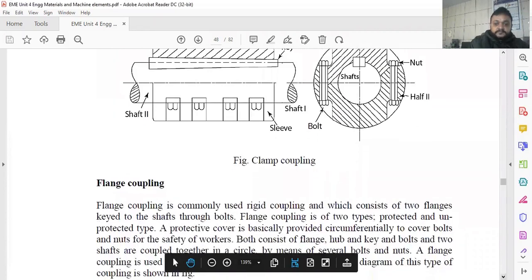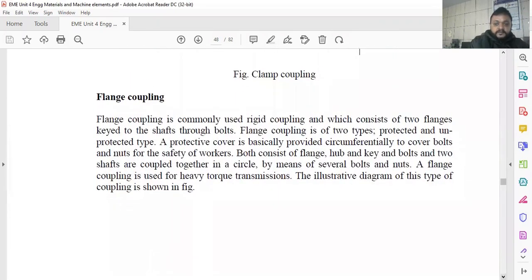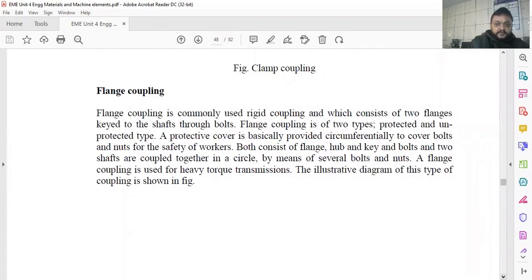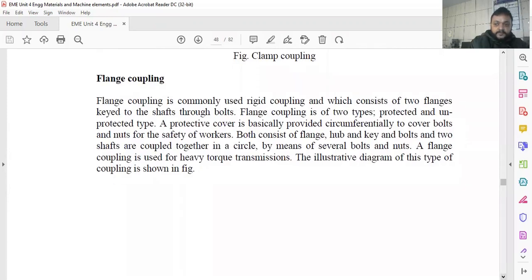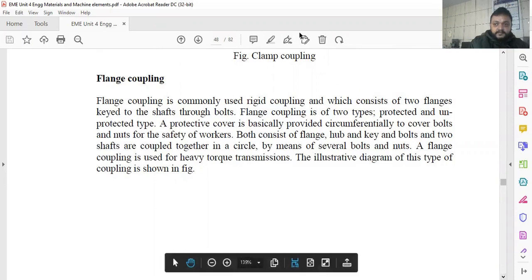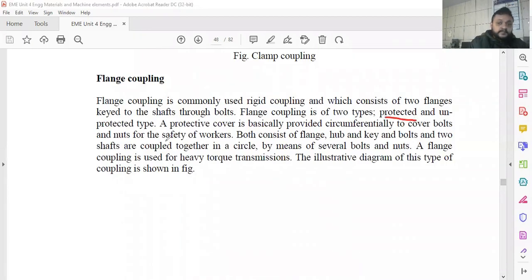And the flange coupling is the most commonly used rigid coupling, and it consists of two flanges keyed to the shaft by means of bolts. The flanges are of two types, protected and non-protected. Here you can see the protected type flange and the non-protected type flange. In providing protection, we introduce some safety. So we use the protected type flange. But in some cases, a certain amount of safety may not be needed. For those cases, we can go for the unprotected type flange.